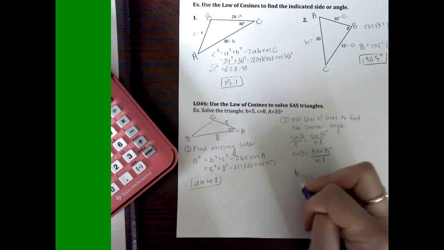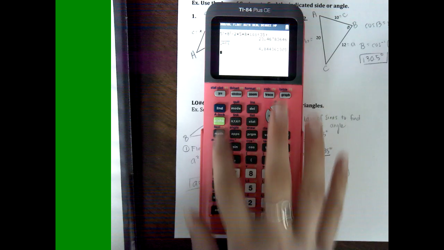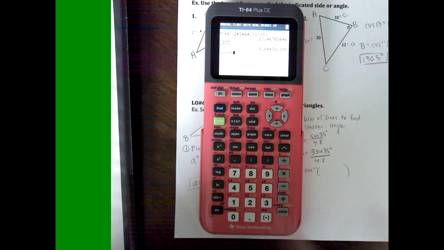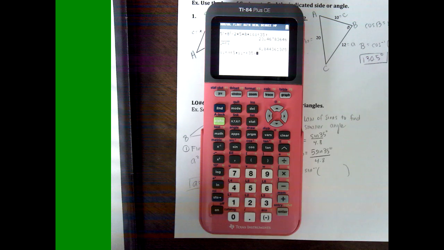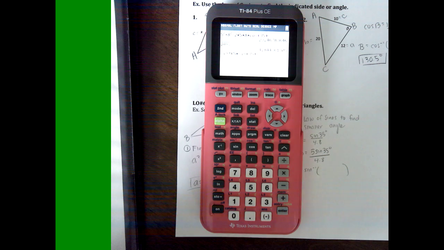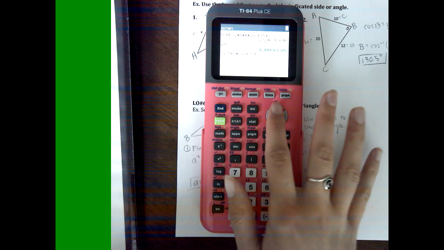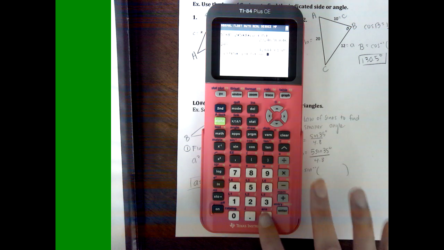And then we need to do inverse sine of that whole thing. Okay, so when we do this, here's how it's going to look. I'm going to do inverse sine of 5 times sine of 35 divided by, and instead of typing 4.8, I'm going to use my previous answer. Now, I know last time I didn't do this. This is the better way to do it. So you can either scroll up, highlight it, and hit enter, or do the same thing. Second answer.